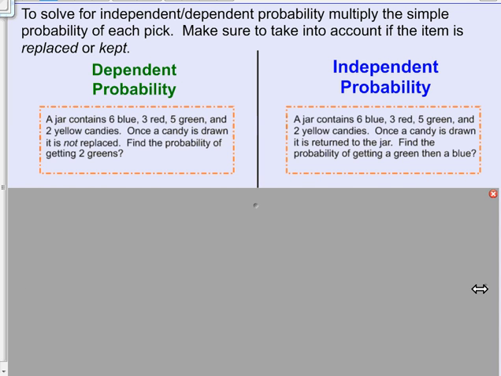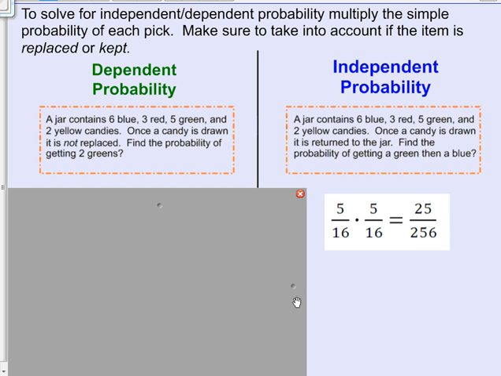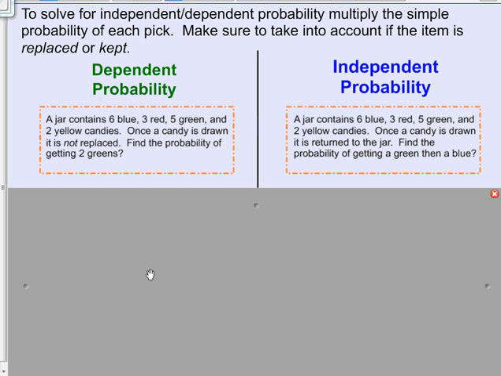So in order to solve that probability, you just multiply: 5 out of 16 for the green, 6 out of 16 for the blue, and so it'd actually be 30 out of 256. Okay, so that's the probability of getting those two together. You just multiply them.